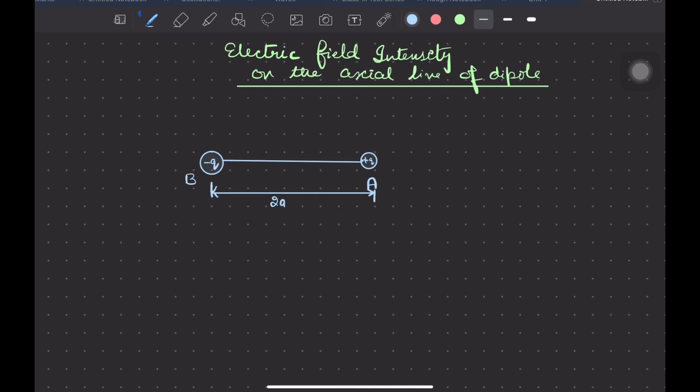So let us mark the center of the dipole as O, such that the distance between O and B is a, and the distance from A to O is also a. Now we have to talk about the axial line of the dipole. If I extend this separation between the two charges on both sides, then this line is called an axial line. So we can consider any point on the axial line of the dipole.